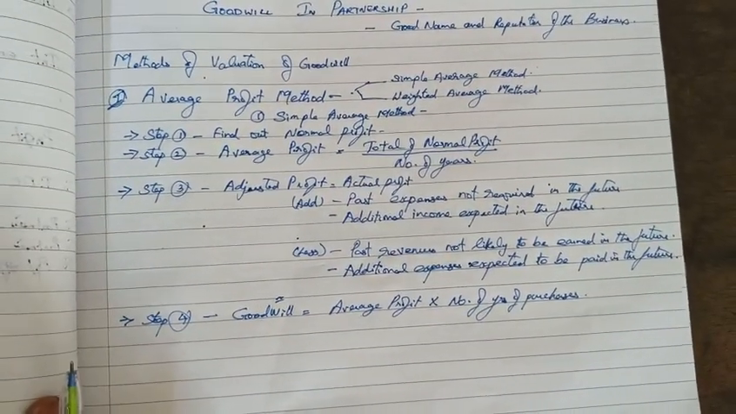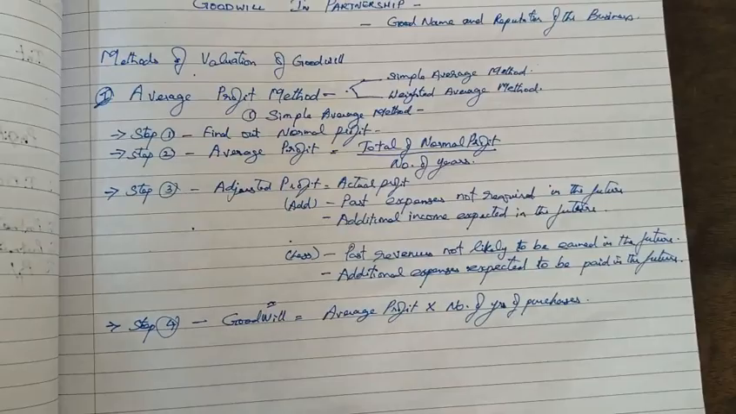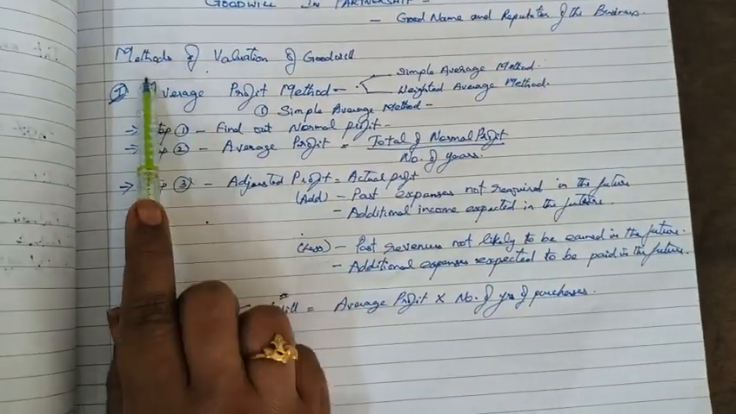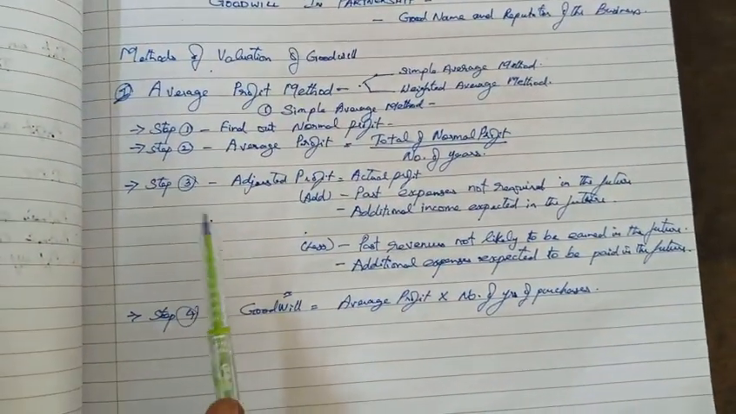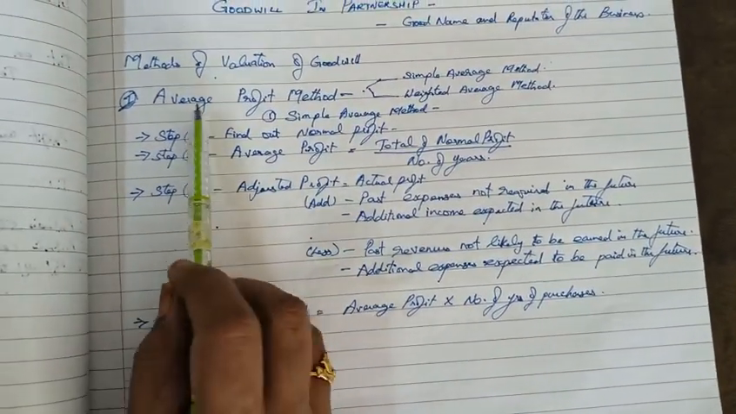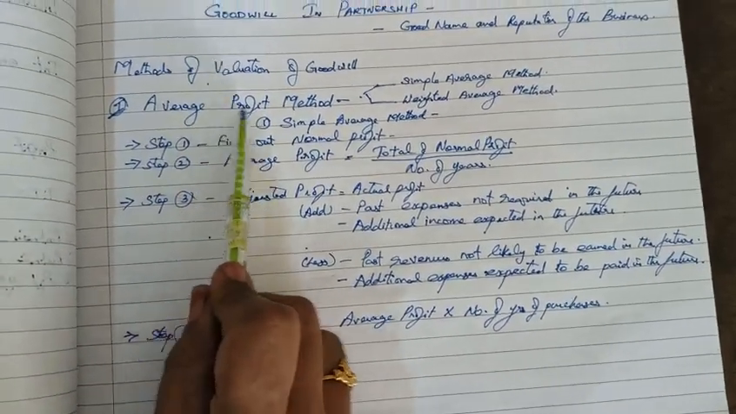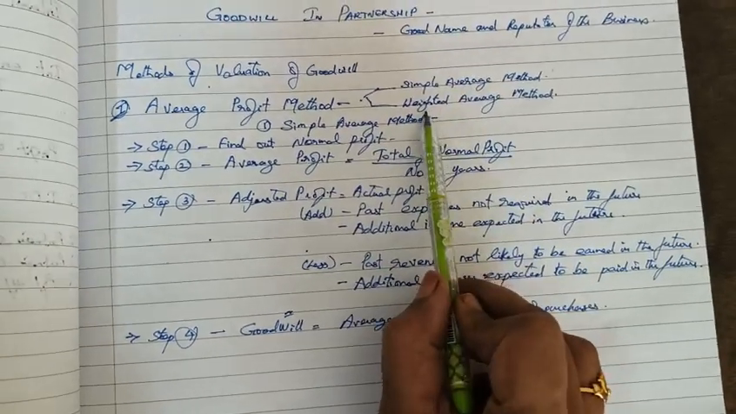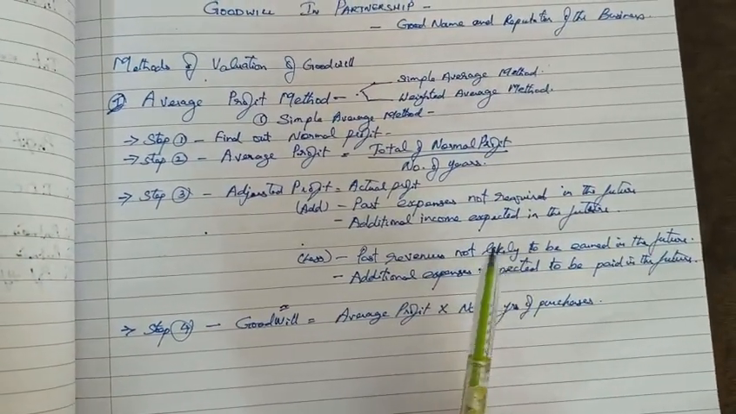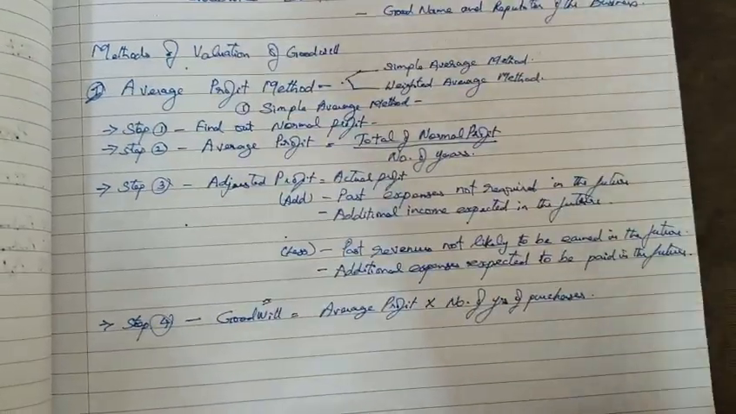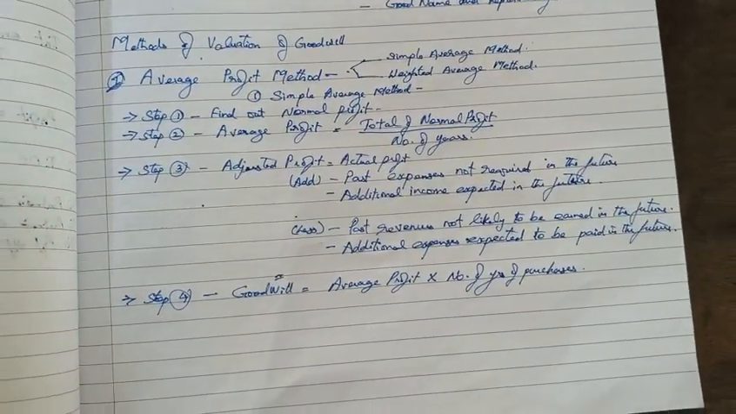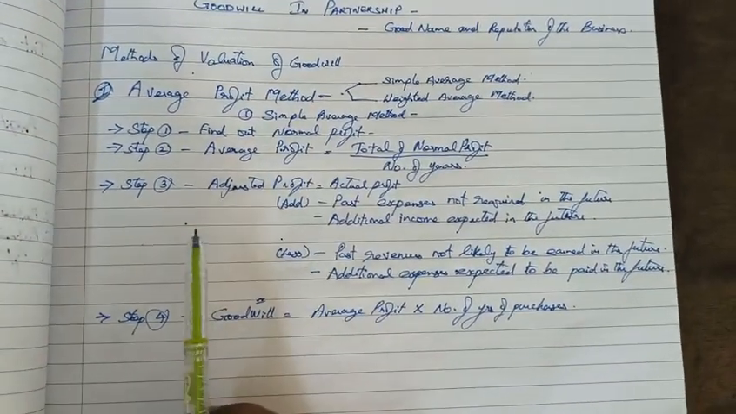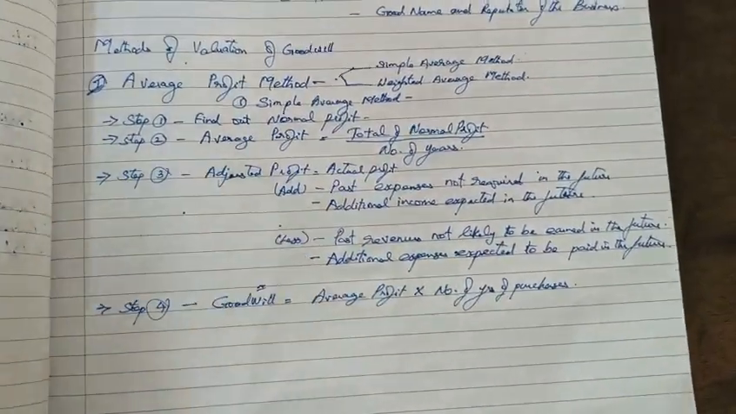This valuation of goodwill can be done in any of the four methods, or they would have given you the value of the goodwill. In today's class we are moving on to the methods of valuation of goodwill. The first method is the average profit method, which has the simple average method and the weighted average method. This is a simple chapter for 12th standard, where you can easily score the marks if you follow the steps.